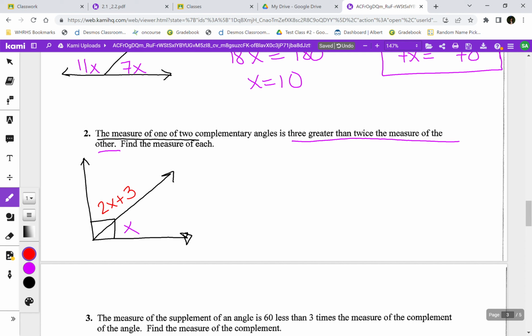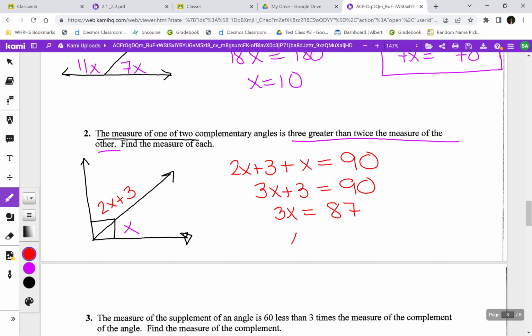So one angle will always be x. The other one's going to be based on the words. Can somebody think of an equation to solve this? Chase? 2x plus 3 plus x equals 90. Good. 2x plus 3 plus x equals 90. Combine your like terms. So we have 3x plus 3 equals 90. 3x equals 87. So x will equal 29. Is that right? Yeah.